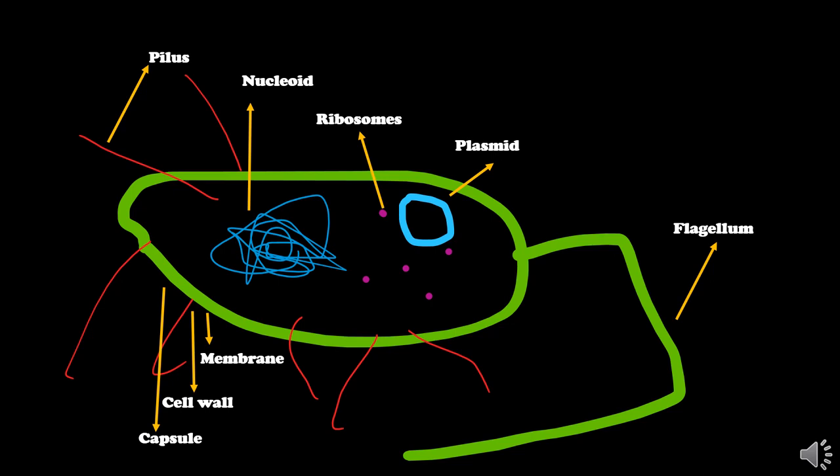Ribosomes make protein, and the nucleoid, not nucleus, is a DNA aggregate inside of the cell. Plasmids are their own DNA that replicate independently and have many functions, like making the cell antibiotic resistant.